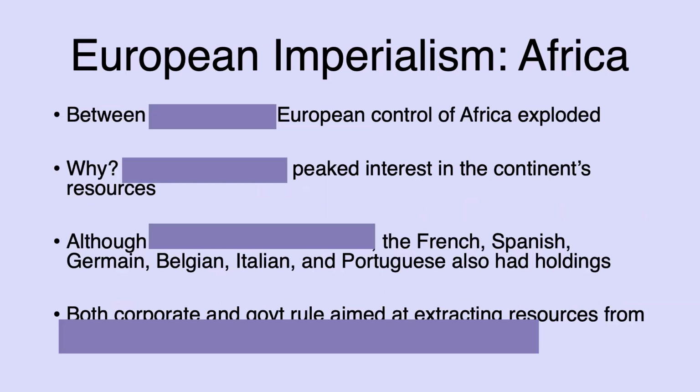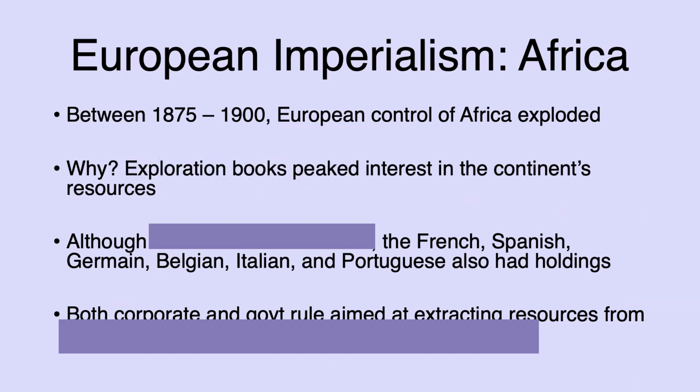Now, what did it look like in Africa? Well, between 1875 and 1900, European control of Africa exploded. Now, why is that? There was the popularization of exploration books, right? People who explored the continent wrote about their experiences, published them, then the public read about them. And this really piques interest in the continent's resources. So, although Britain does establish and retain colonies in Africa, the French, the Spanish, the German, the Belgian, Italian, and Portuguese also have holdings in Africa.